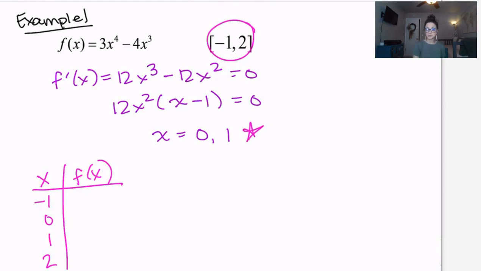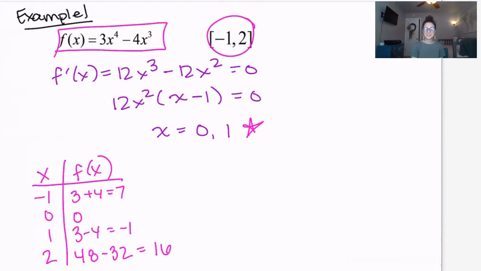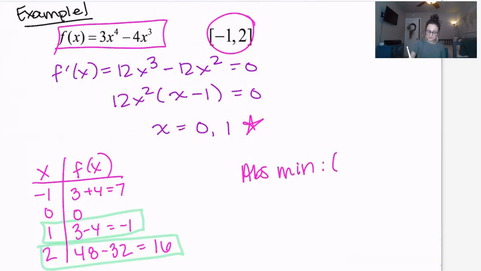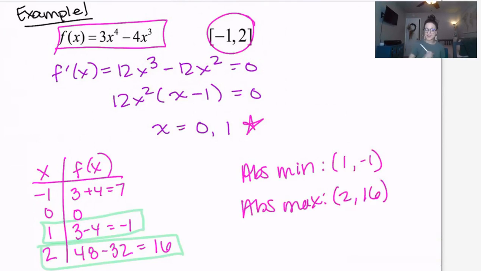And now we just plug those numbers into the original function. So go ahead and evaluate those for me. Hit continue when you've got them. So here's our table. Now we're going to pick the smallest y value, which was -1. So here is our absolute min of -1 and it occurs at x equals 1. And then pick your largest y value, that's your 16, and it occurs at 2. So my absolute min is -1, and absolute max is 16, and it occurs at x equals 2.